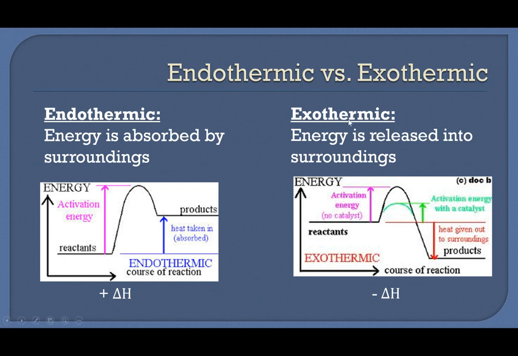For exothermic, energy is being released into the surroundings. So heat is exiting the system. That's where we see our enthalpy change is a negative. We're giving it away. So we've got high energy reactants, low energy products. To get from reactants to products, we have to get rid of some of the energy or give it to somebody else. So that's the negative enthalpy.